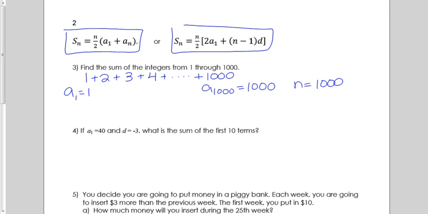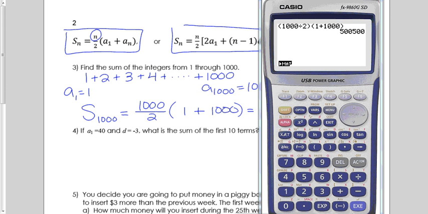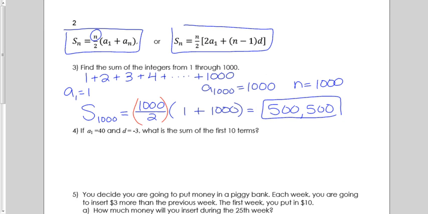I can use that first sum formula. So I'll say the sum of the first 1,000 terms is equal to, and on the top of the formula I have n, the number of terms, which would be 1,000. Always divide by 2 because I'm grouping them together. My first term was 1, and my last term was 1,000. So when I plug into my formula, if I simplify that, I can type it right into my calculator. Be sure when you're typing into your calculator, you're putting your first term in parentheses, and you can see we got 500,500.